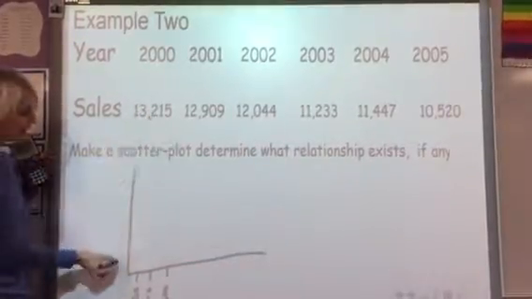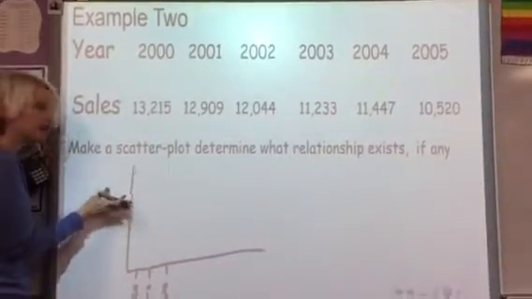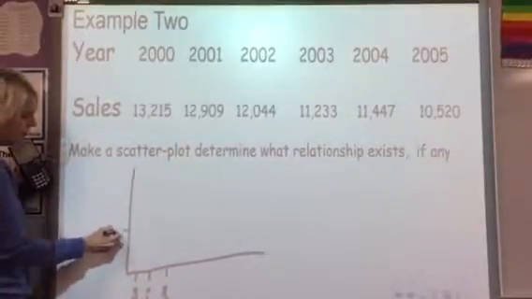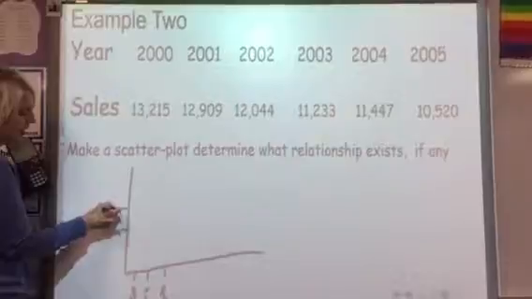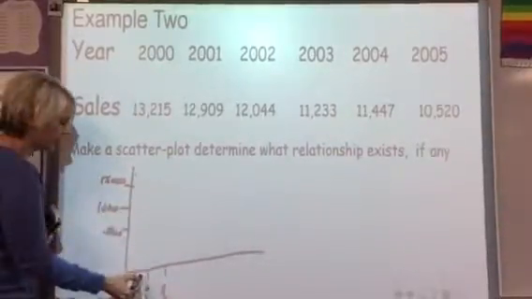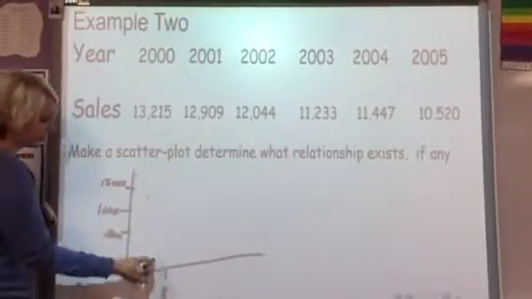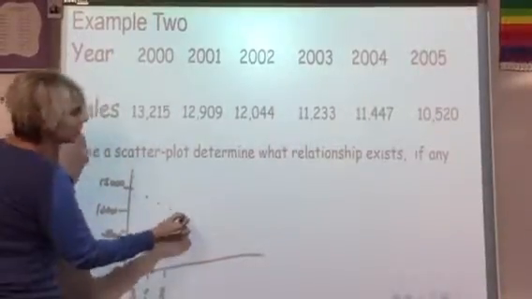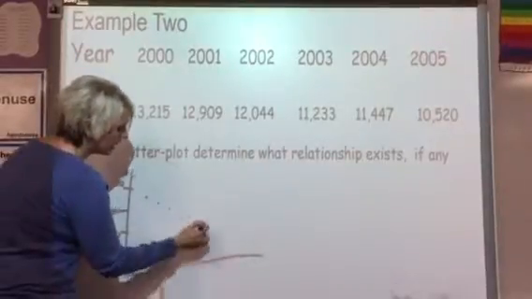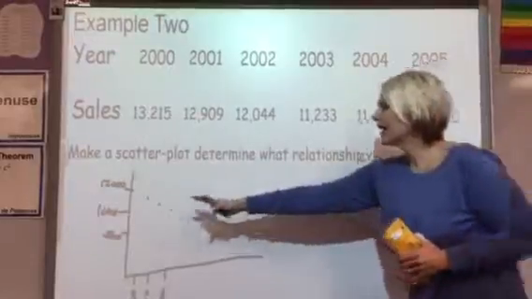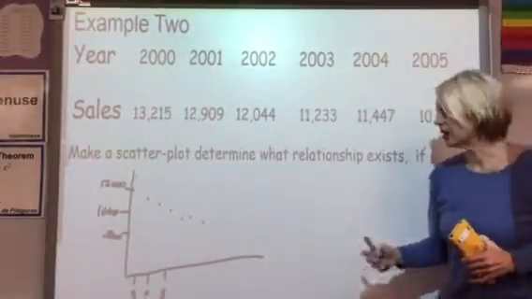Since this is 13,000, I obviously don't want to count by ones. So maybe you want to count by 5,000 or something like that. So here's 5,000, here's 10,000, here's 15,000. And you would basically just plot each point. So you're going to put 13,000 here, about 12,900 there, 12,000, 11, 11, 10, and so on and so forth. What you would see then is what kind of correlation is going on here.